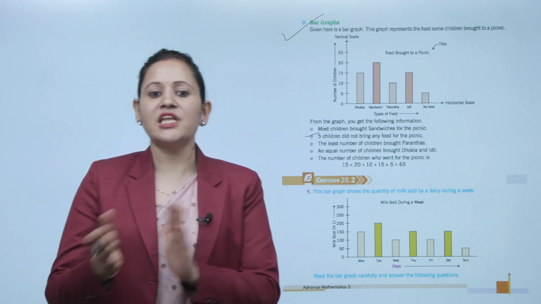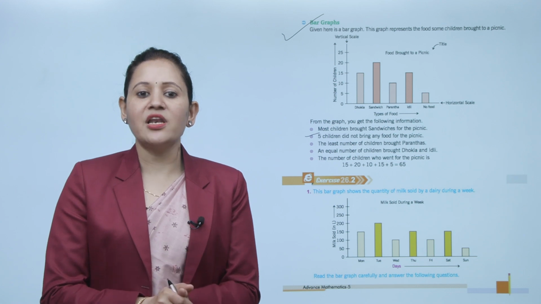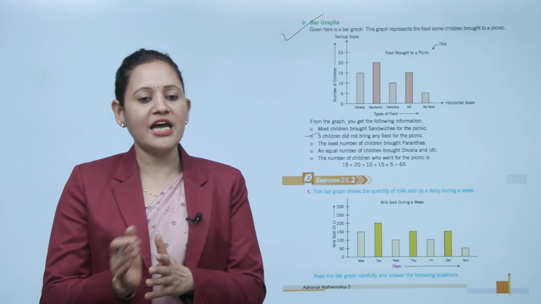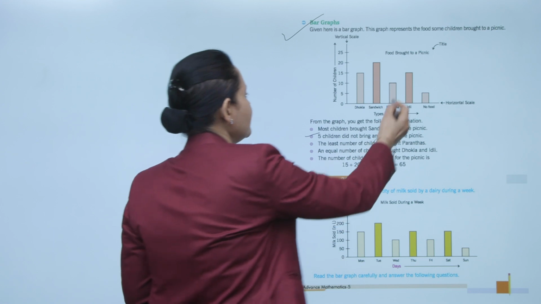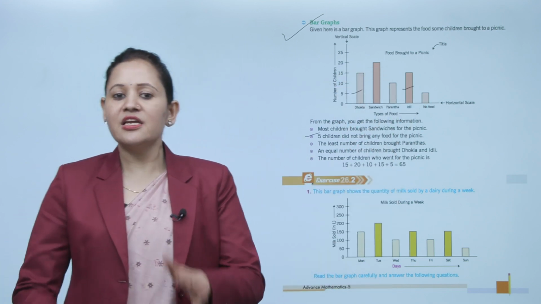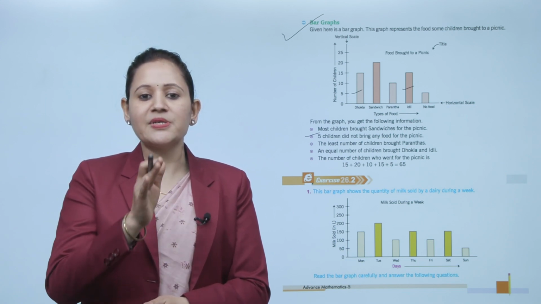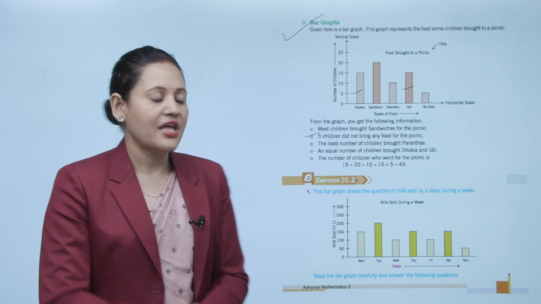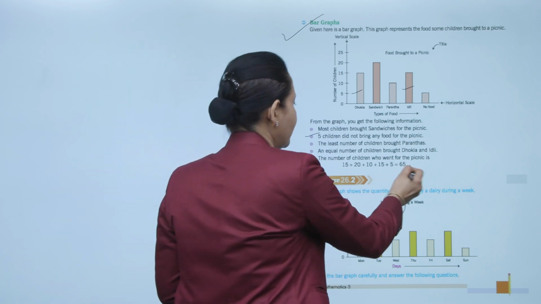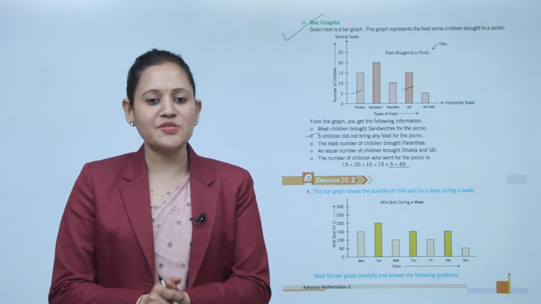Like this we can find the least number of children that brought paratha. The equal number of children brought dhokla and idlis. Idli and dhokla, the number of students are equal. The number of children who went for the picnic is 15 plus 20 plus 10 plus 15 plus 5. That is equals to 65. Clear? Next is exercise 26.2.